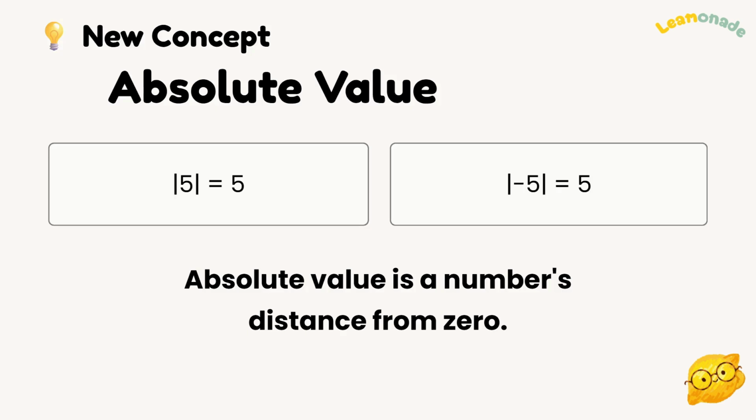The absolute value of 5 is 5 because 5 is 5 units away from 0. The absolute value of negative 5 is also 5 because negative 5 is also 5 units away from 0. And the absolute value of 0 is 0 because 0 is already at 0. A simple way to think about it is this. Absolute value tells us the distance from 0.